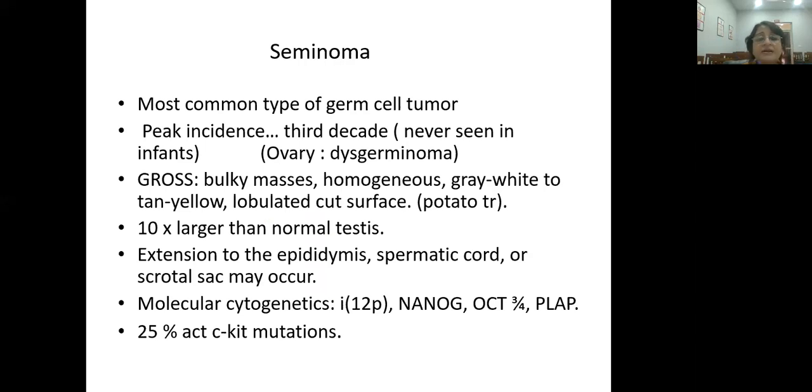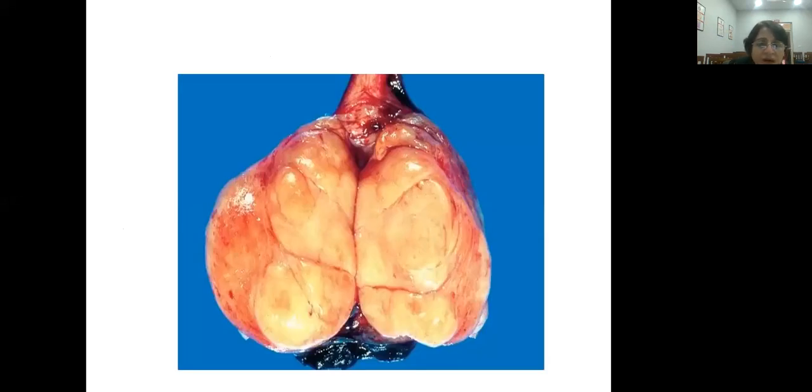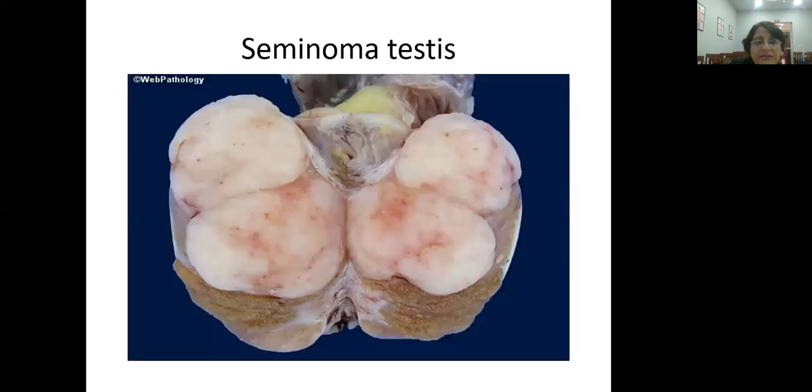Testicular enlargement hai, 10 times, and remember that seminomas are associated with painless enlargement of the testis. Pain nahi hoti. Molecular cytogenetics: isochromosome 12p. And 25% are associated with activating mutations in the c-kit proto-oncogene. Now this is a cut section showing the gross appearance of a seminoma. Bilkul aloo ki tarah ki iski shakal. This is the epididymis. This is another cut section. This is the scrotal sac.